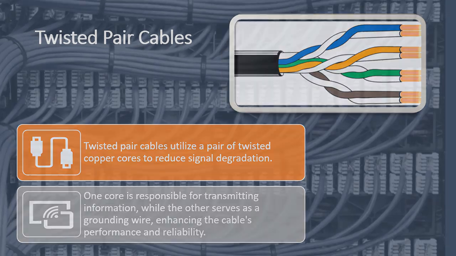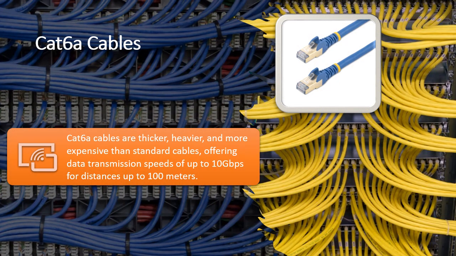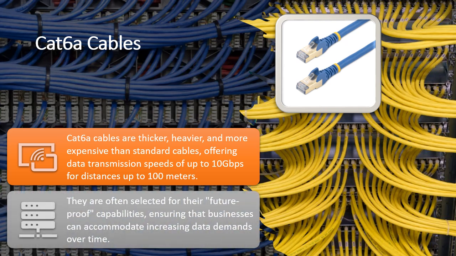reliability. Cat6A cables. Cat6A cables are thicker, heavier, and more expensive than standard cables, offering data transmission speeds of up to 10 Gbps for distances up to 100 meters. They are often selected for their future-proof capabilities, ensuring that businesses can accommodate increasing data demands over time.